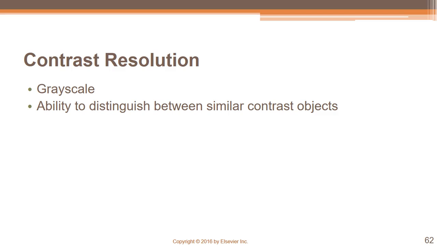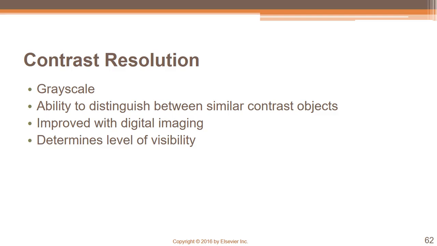And an important distinguishing characteristic is improved contrast resolution compared to film. So it's a good thing. The contrast resolution of an imaging system determines the level of visibility of small objects that have the same density or shades of gray. The depth of the pixel is determined by the bit depth, which we've kind of already talked about, which then affects the number of shades of gray.